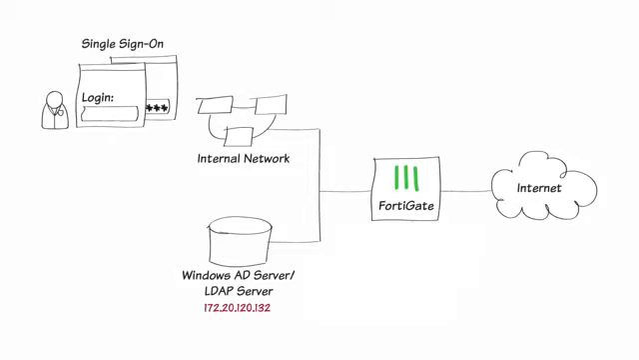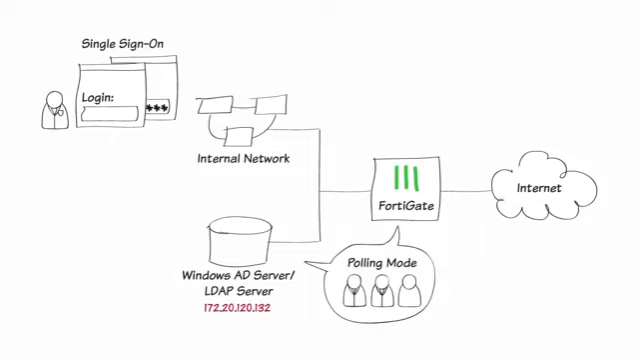You will use Active Directory polling to set up Fortinet single sign-on for a Windows AD network. This recipe also requires that your FortiGate's DNS point to a DNS server that can resolve IP addresses or fully qualified domain names of the user's PC.